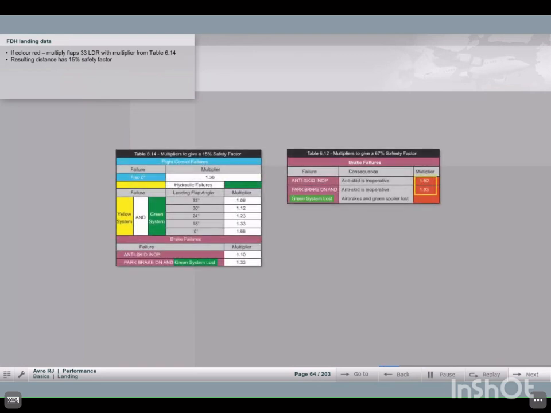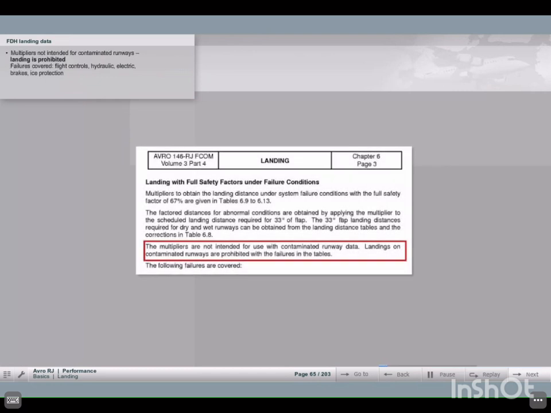If the color code is red, multiply the flap 33 landing distance required by the multiplier from table 6.14. The landing distance obtained from the multiplication will have a safety factor of 15%. The multipliers are not intended for use with contaminated runway data. Landings on contaminated runways are prohibited with the failures in the tables.